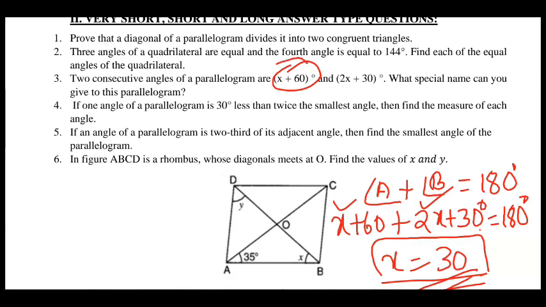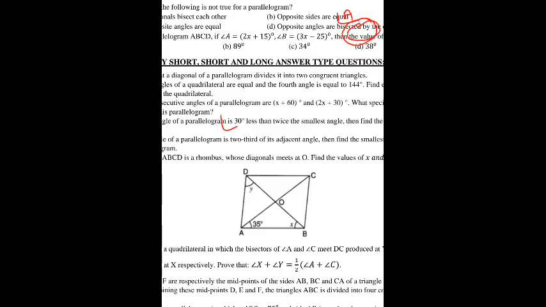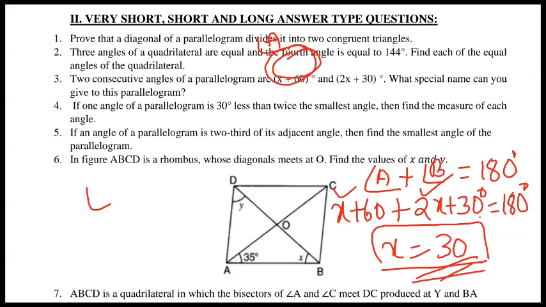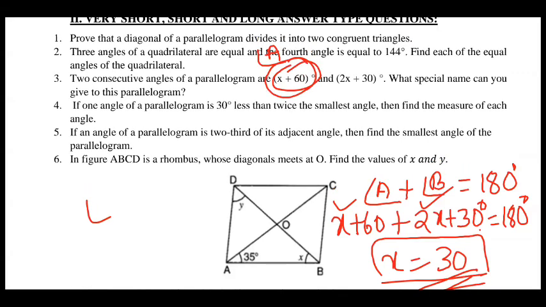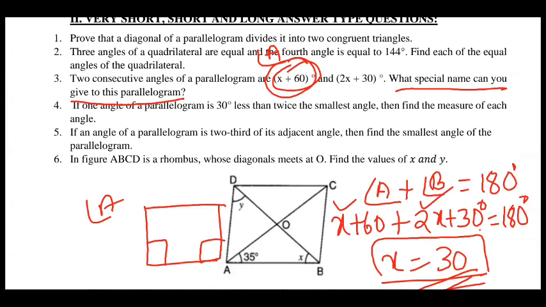And then can you not find this angle? ये angle क्या बनेगा? Please tell me angle A क्या बनेगा? 30 plus 60. What is 30 plus 60? 90. So angle A is equal to 90. What is angle B, beta? 90. So the question they have told you is what special name can you give to this parallelogram? Angle A भी आपको 90 मिल गया, angle B भी आपको 90 मिल गया. So what is this parallelogram named as? Rectangle. Excellent. This is a rectangle. Was this problem not easy?